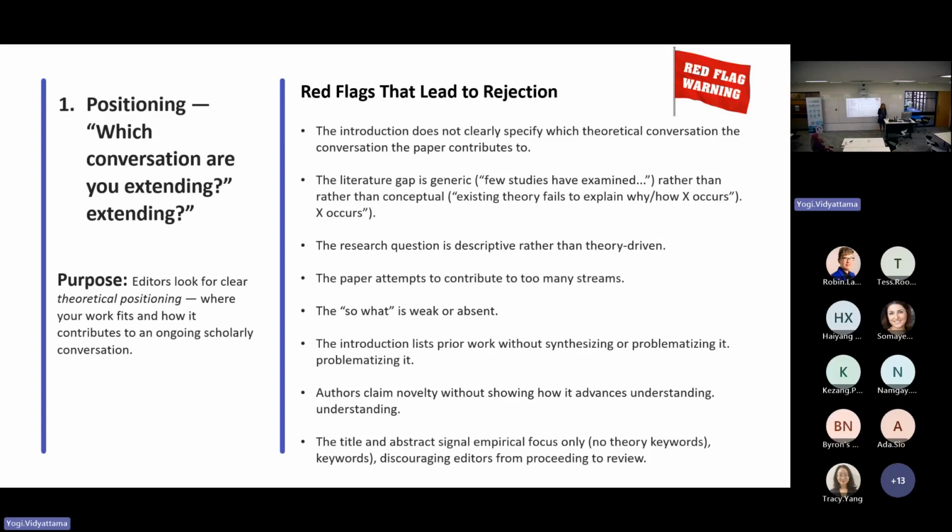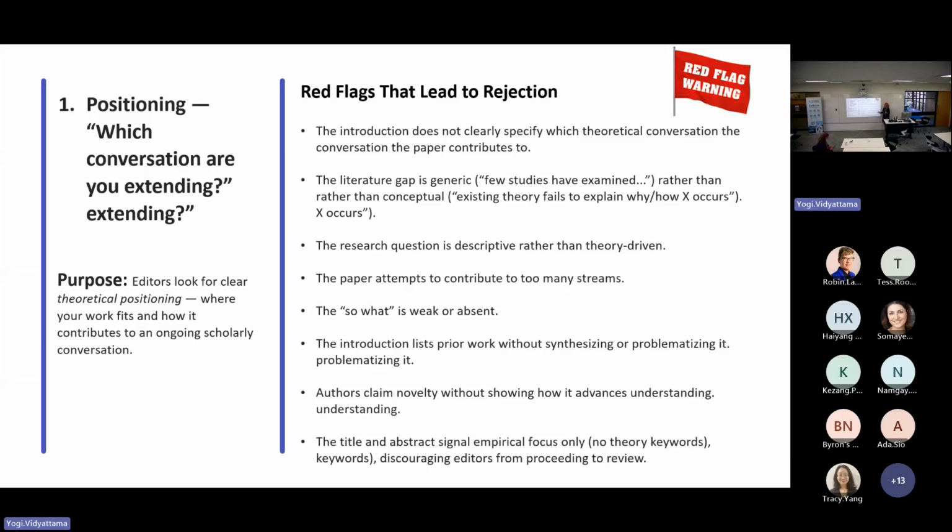For example, "few studies have examined." We see that all the time. Just because few studies have examined doesn't mean this is worthwhile examining. Maybe that's why it's not worthwhile examining. Right? So moving away from that mindset of the literature review being very generic to more of "existing theory fails to explain, again, the why and the how of X, Y, and Z." Much better positioning than this.